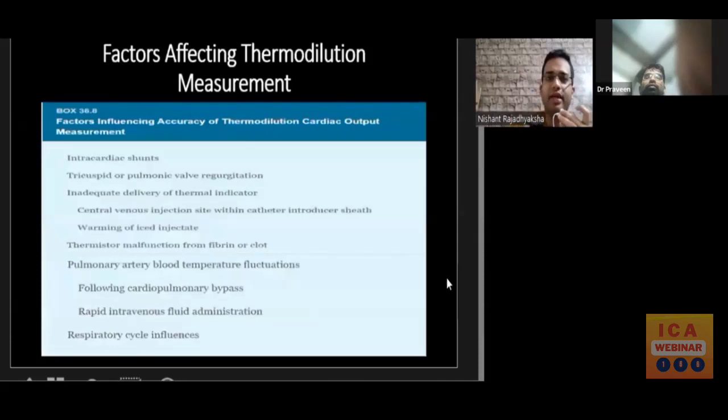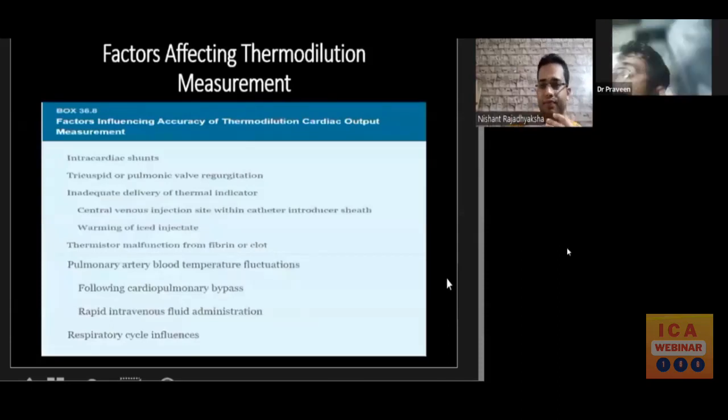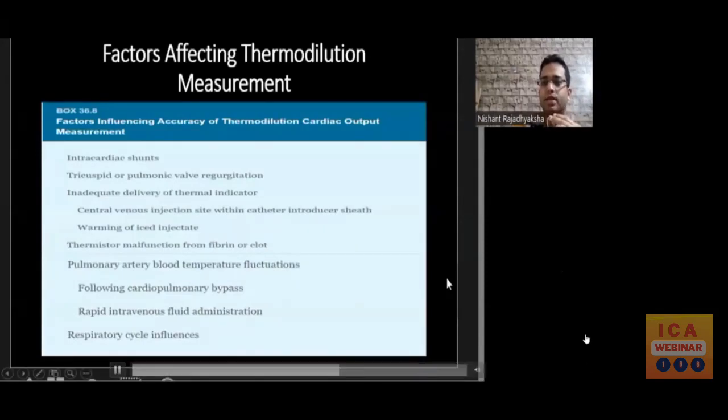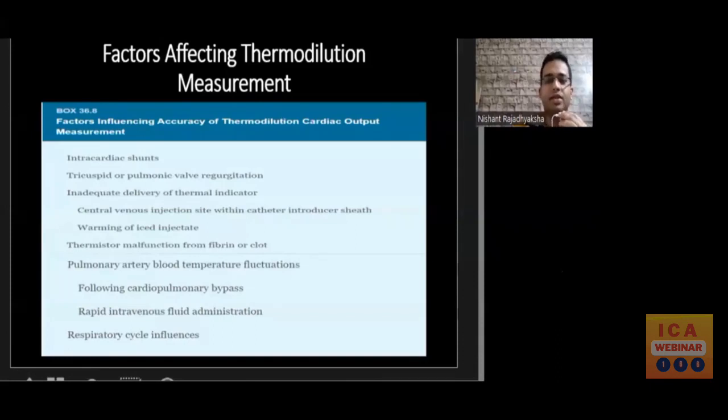Factors affecting thermodilution measurements. The thermodilution technique measures the right ventricular output and assumes it to be similar to the left ventricular output. But with the presence of intracardiac shunts, the right ventricular and left ventricular output will not be equal, resulting in an error in the measurement. Patients with severe tricuspid or pulmonary valve regurgitation will cause additional problems, as the incompetent valve will result in recirculation of the indicator.